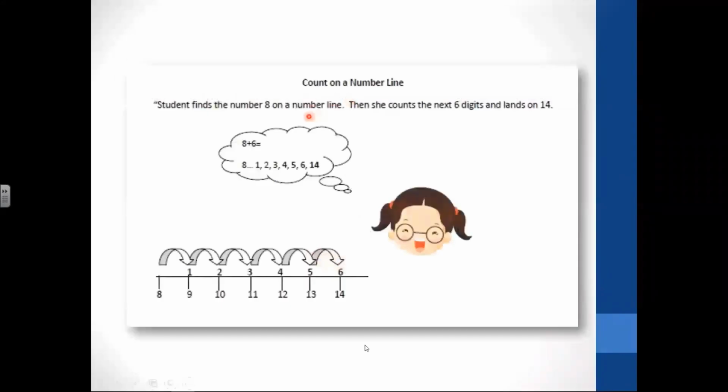Count on a number line. The student finds the number 8 on the number line, then she counts the next 6 digits and lands on 14. 8, 1, 2, 3, 4, 5, 6, lands on 14, and 14 is the answer.